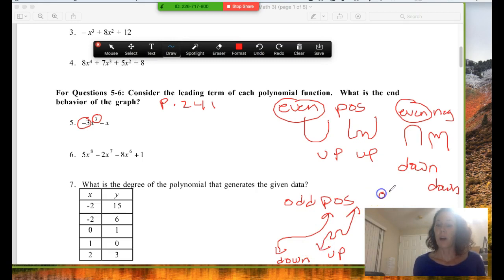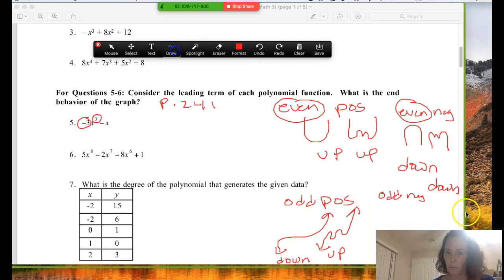Now, if you're odd and you're negative, you're going to start, and my little face is in the way, but let me see if I can pull that out of the way. Okay, I moved it a little.